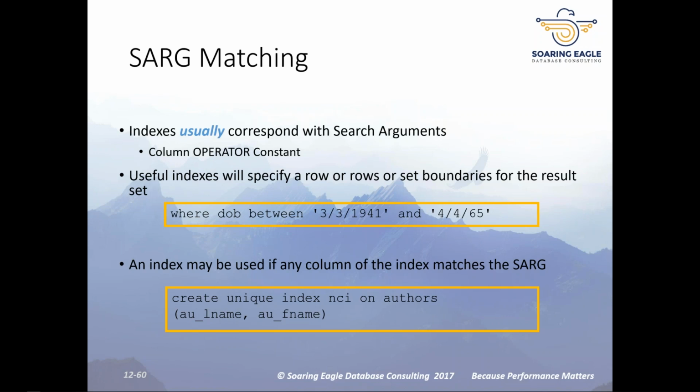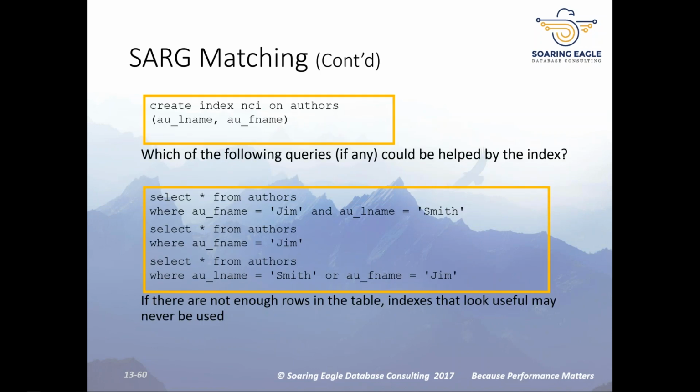Now, an index may be used if any column of the index matches the SARG. So, here I have that telephone book lookup that we discussed, an index on last name, comma, first name. As I look at that index, I ask the question which queries are going to use it. So, the first query, first name equals Jim and last name equals Smith. Now, the columns that are listed in the where clause are not in the same sequence as the columns listed in the index. This does not matter at all.